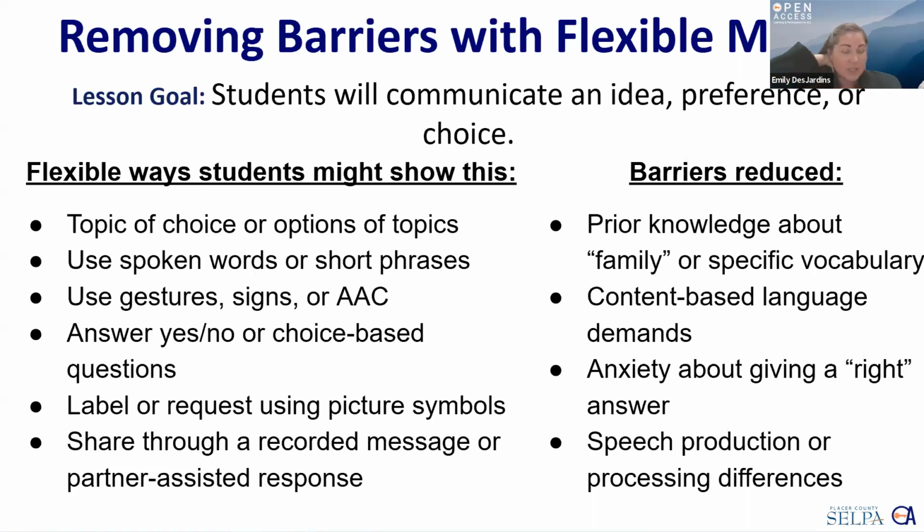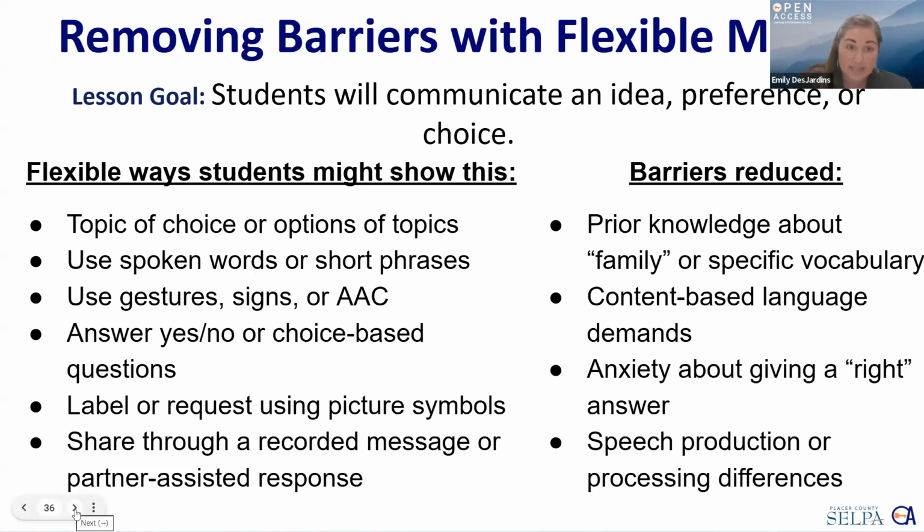on different ideas or preferences, right? So some flexible ways might be they have a topic of choice or options of topics. They could use spoken words, short phrases. Maybe they could use gestures, signs, AAC. They could answer yes or no questions. They could have choice-based questions. They could label or request picture symbols. They could share through a recorded message or maybe a partner-assisted response. There's so many different ways we could do this. And I know you can make this flexible for your own environment and your own students.